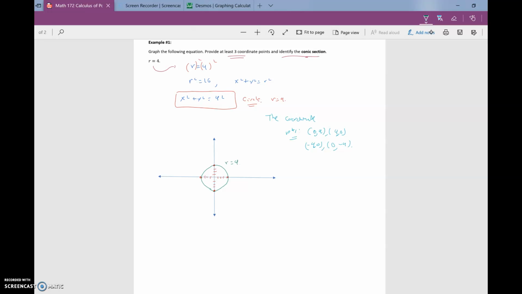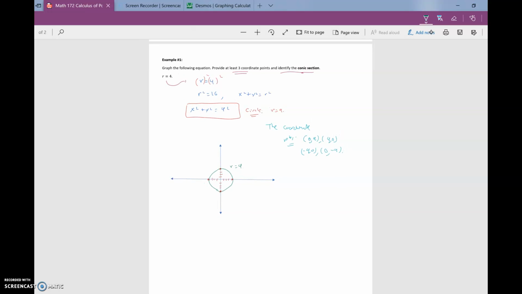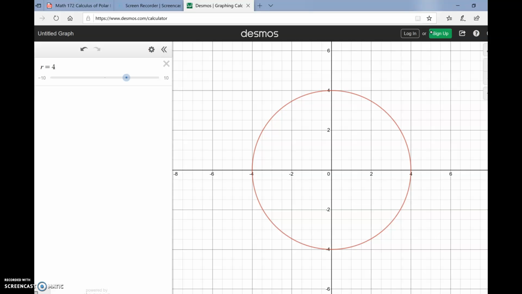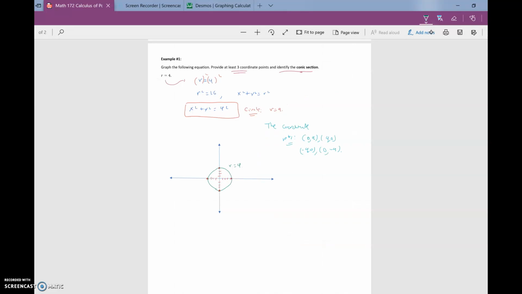Some of the problems, it may not be efficient to go into rectangular. You may have to evaluate a couple of coordinate points and then confirm it with Desmos. For this particular one, this is r is equal to 4, and well, it's just a circle. That's actually it for example 1. We'll do a couple of graphs and then move into derivatives and integrals.